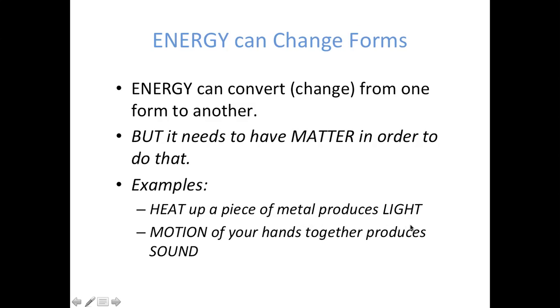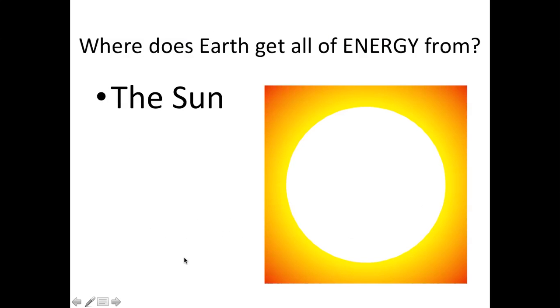Heating up a piece of metal produces light. Again, the matter that you would use is that piece of metal. It's what converts the heat to light. Another one is the motion of your hands together to produce sound. So I'm just trying to say clapping, basically. You're moving your hands together, and your hands would be the matter, and they would produce the sound.